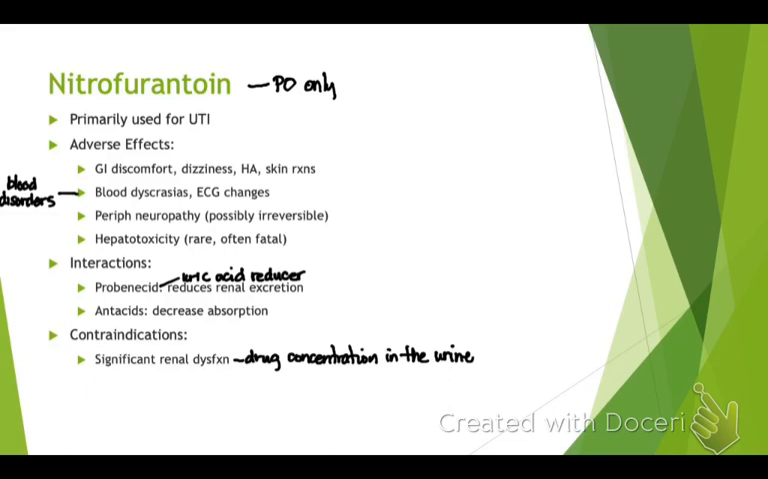Interactions: probenecid, a uric acid reducer, will reduce renal excretion, and there are other interactions, again with antacids. It does decrease the absorption of the medication. Contraindications for nitrofurantoin is significant renal dysfunction. Drug concentration in the urine will be elevated.